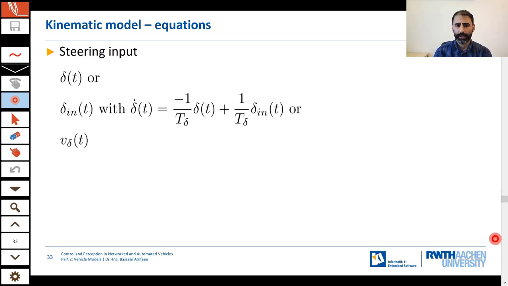And for the steering angle, it is more or less the same. There are also many possibilities. If you assume that the steering angle is instantaneously there, if you ask for a steering angle, then it is there without time shift. You could say the steering input is just the steering angle delta. If you would like to consider the dynamics, you can use a first order system. It is a very good approximation with a time constant T delta. You can also use the first order model from the presentation of Anna and Sue, where they also add a time delay to the first order system. It's also completely fine.